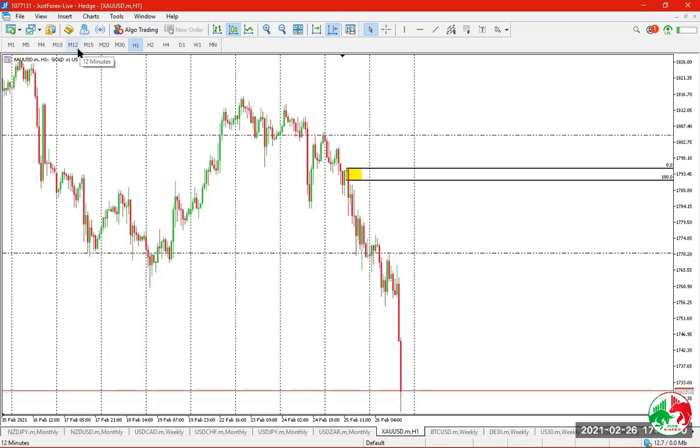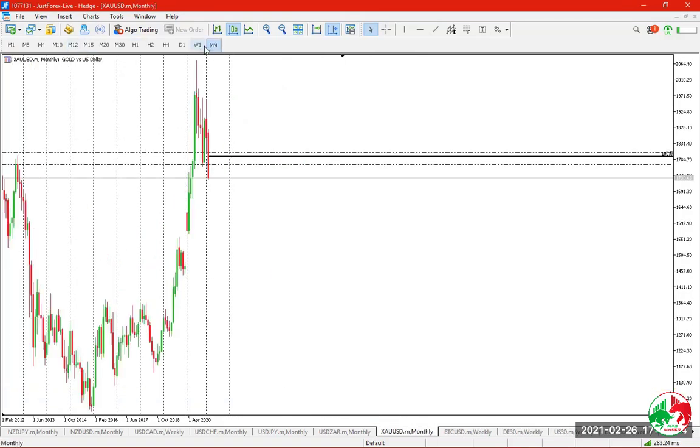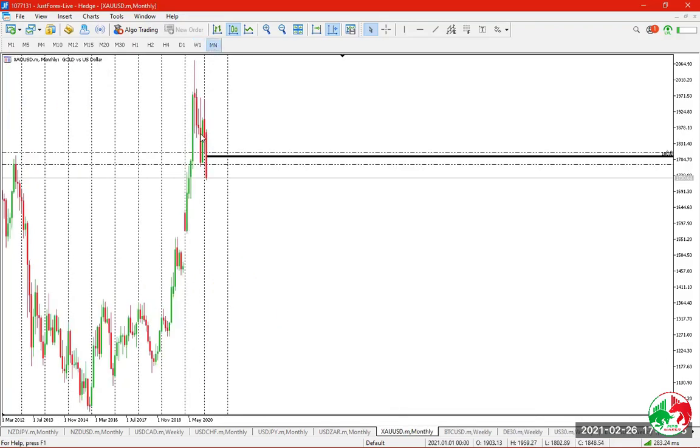Even if I spot a nice demand zone on the M12, but when I go to the monthly and weekly, the current candles are bearish, then I wouldn't take the zone on the M10, because these two time frames are stronger than the lower time frames.